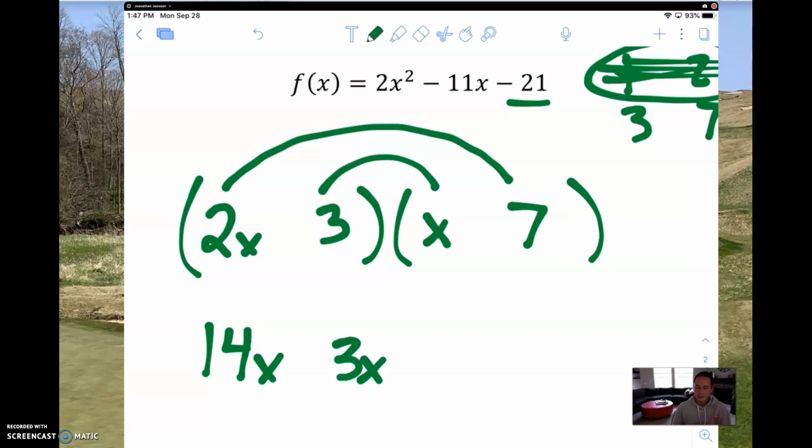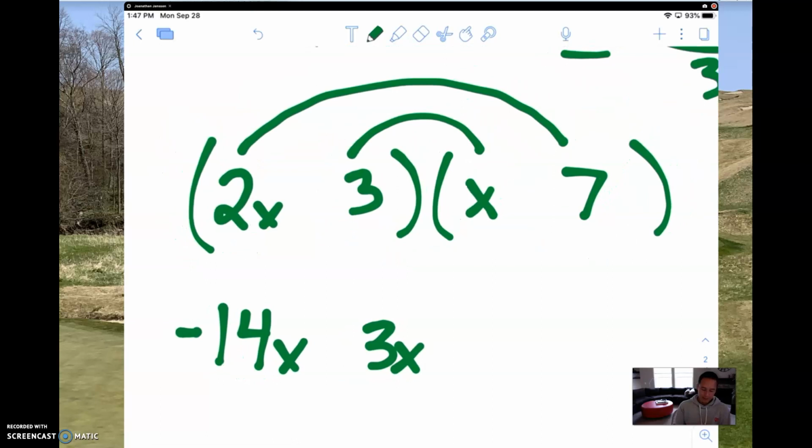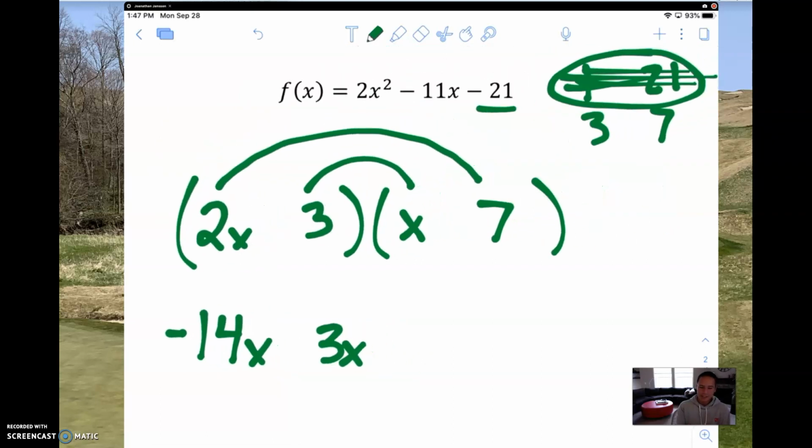You're nodding your head at me. That's much better. You have a smile on your face. Great. To make a minus 11x, the minus sign would have to be on the 14. So negative 14x plus 3x, that gives you the minus 11x that we want.